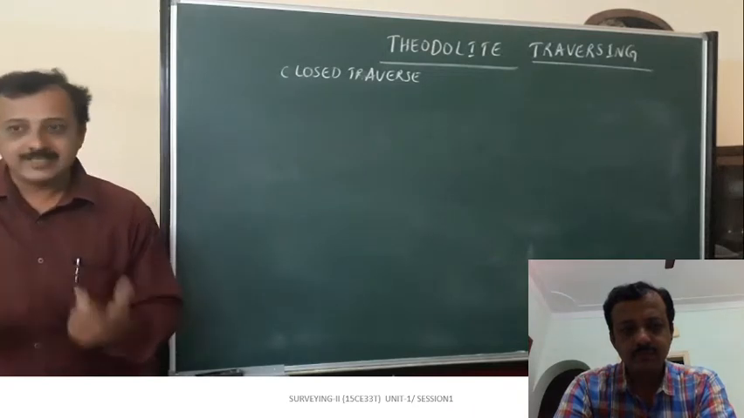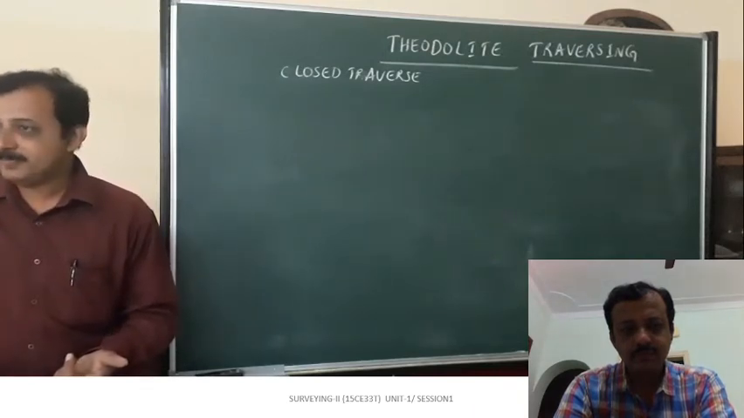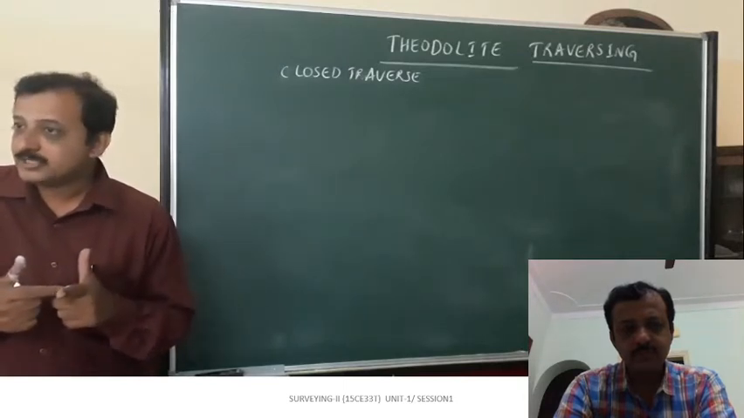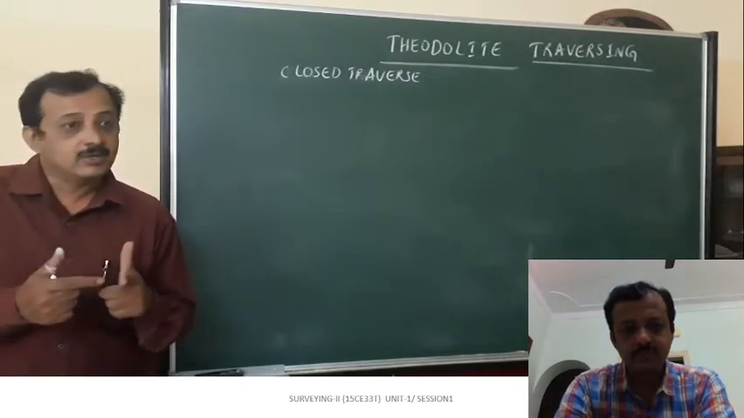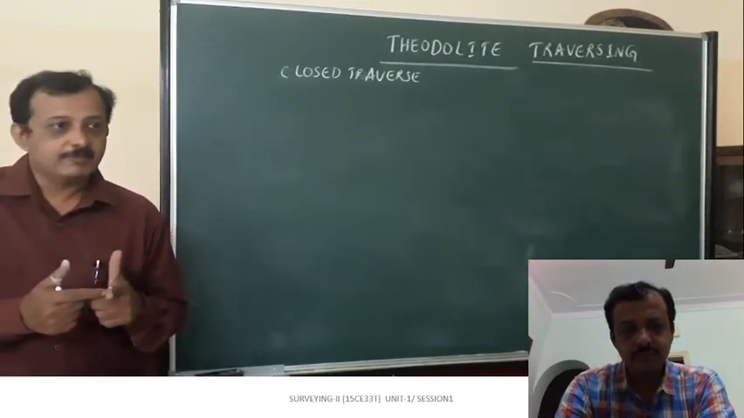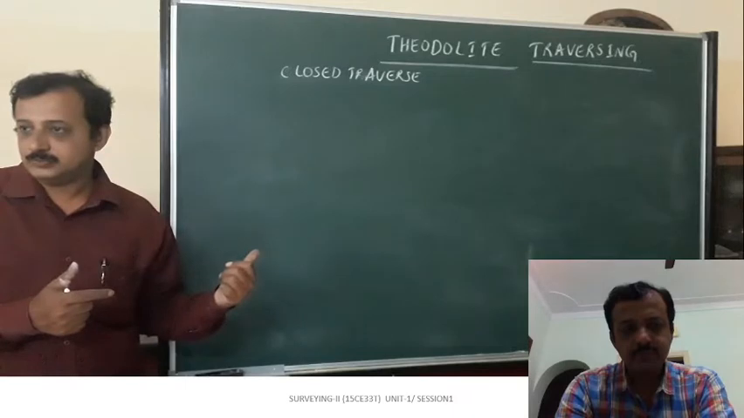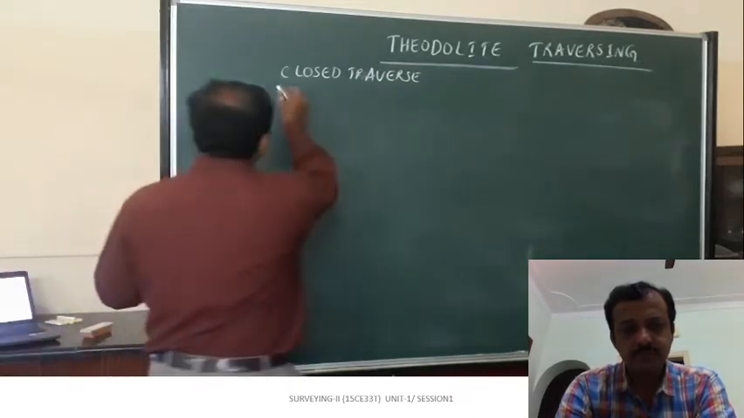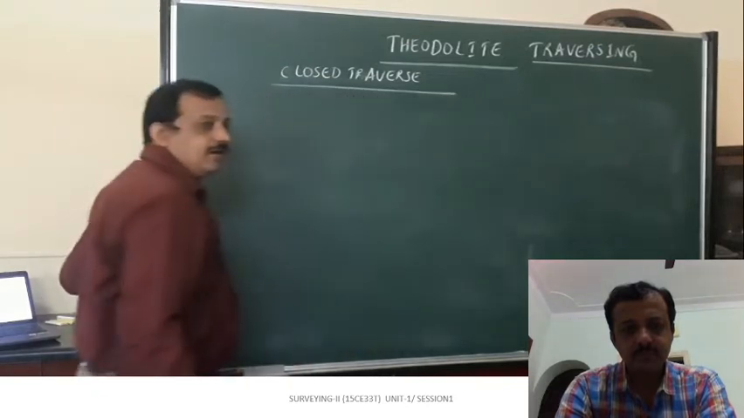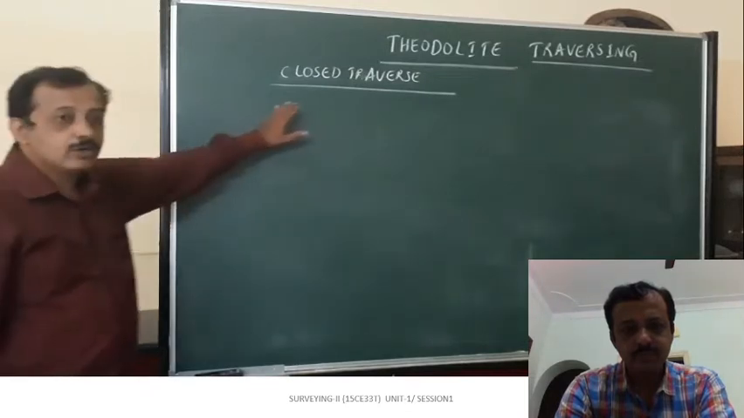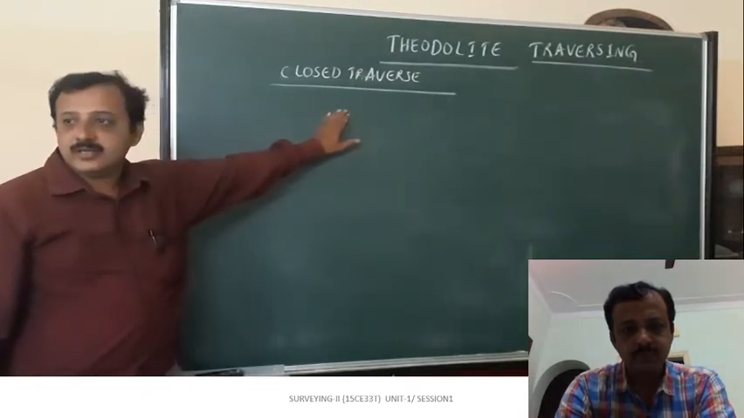And then you are plotting the traverse on a sheet of paper, and finding out the closing error. Using the Bowditch rule and transit rule, the closing error is corrected. I think you have done those problems, right? Similar problems we will be doing here also. So let us see how to perform the exercise on closed traverse using transit Theodolite.